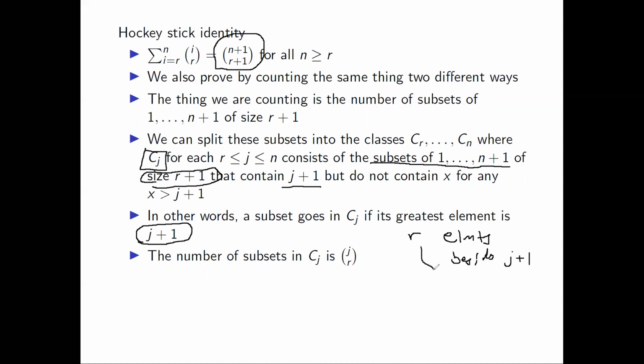And these R elements must be from 1, 2, up to j. Why is that? Because j plus 1 is the greatest element in these subsets, so they can't have any elements greater than j plus 1. All of their other elements have to be from 1, 2, up to j. And they have r other elements because they have size r plus 1, and they have the element j plus 1. So the total number of these subsets is just j choose r, the number of ways to choose r elements from j elements.